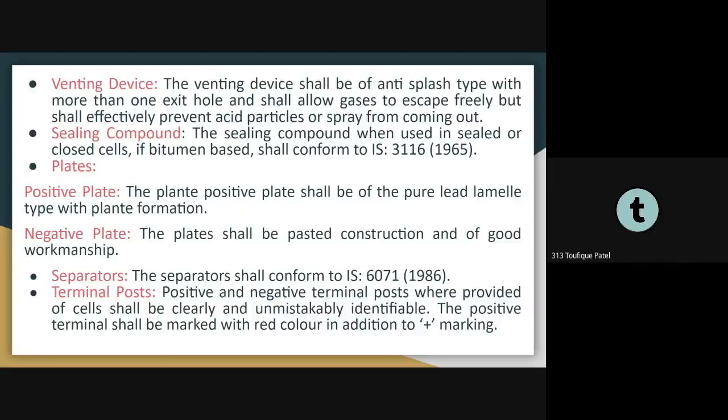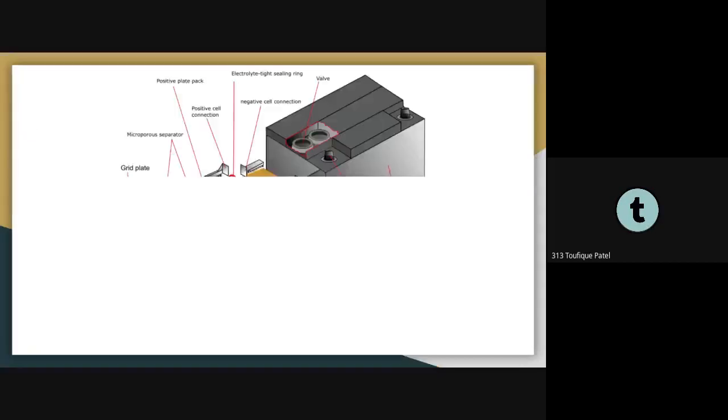Separators. Separators shall conform to IS 6071 of 1986. Terminal posts. Positive and negative terminal posts, where provided, of cells shall be clearly and unmistakably identifiable. The positive terminal shall be marked with red color in addition to the plus marking.